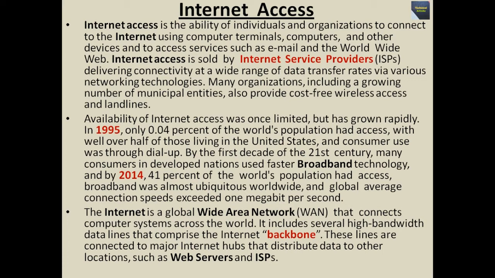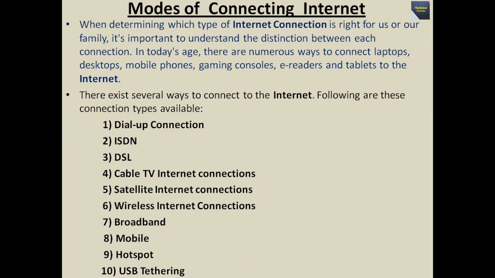The internet is a global wide area network, means WAN, that connects computer systems across the world. It includes several high bandwidth data lines that comprise the internet backbone. These lines are connected to major internet hubs that distribute data to other locations such as web servers and ISPs, right? Now we talk about modes of connecting internet.